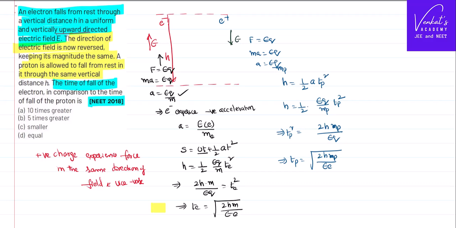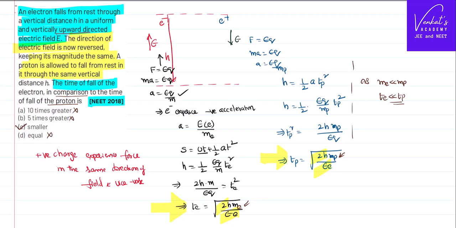So, when you compare this equation with this equation, 2h are the same in both of them, and electric field and charges are the same in both of them. So, what is different here is the mass of the electron, and here the mass of the proton. As we know, the mass of the electron is much less than the mass of the proton, approximately 1840 times. The time taken by the electron to come down is much smaller than the time taken by the proton to come down. So, the time of the fall of the electron in comparison with the time of the fall of the proton is smaller, it is not equal, it is not greater by any number, it is smaller.